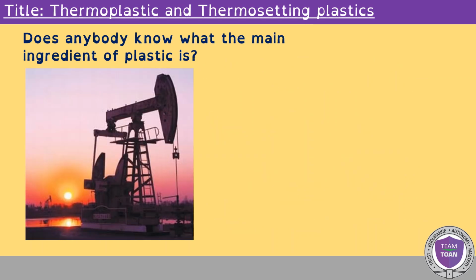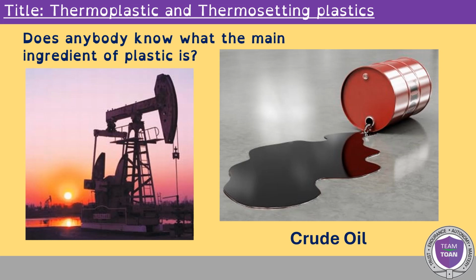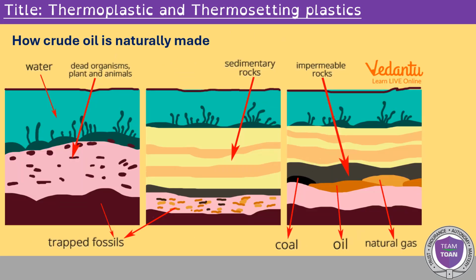So the main ingredient of plastic is crude oil. Crude oil is made from trapped fossils under sedimentary rocks, and over thousands and thousands of years, with the Earth's pressure, it becomes either coal, oil, or natural gas.